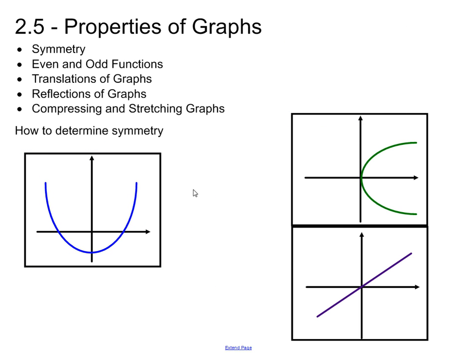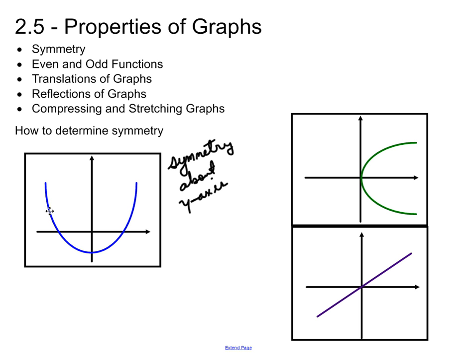This particular graph has what is called symmetry about the y-axis. It looks as though you could hold a mirror to the y-axis and see the same picture on either side. So if we have symmetry about the y-axis, what sort of properties could we determine?